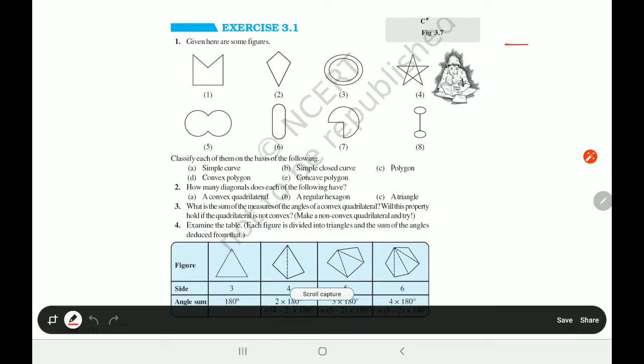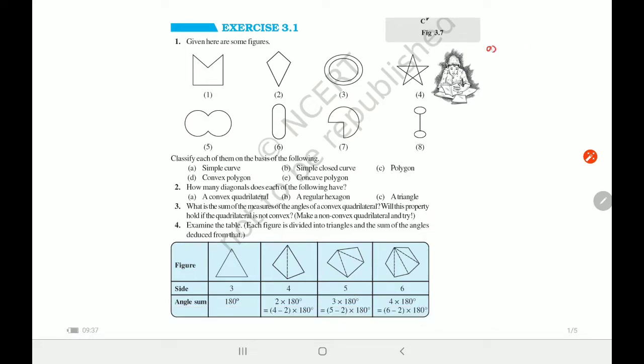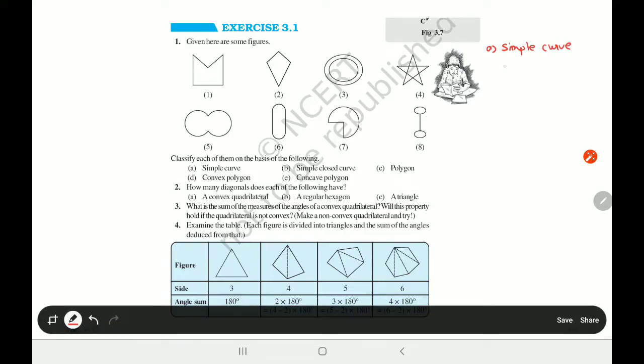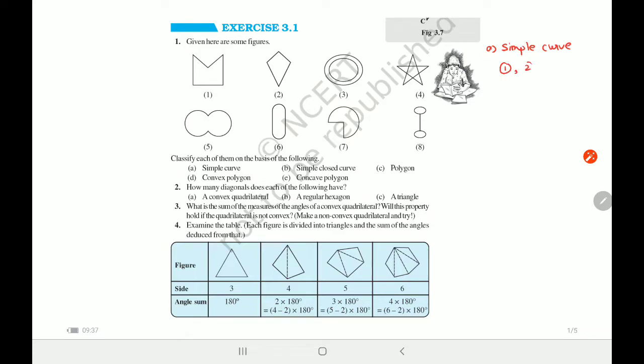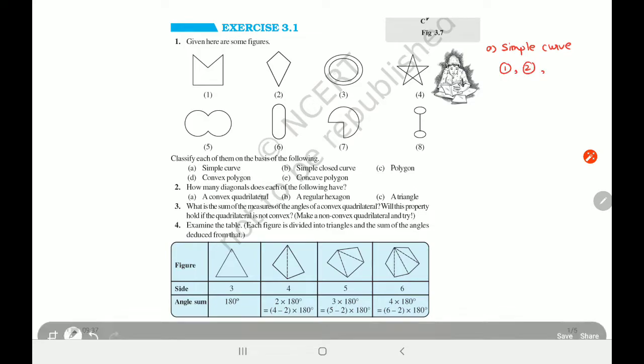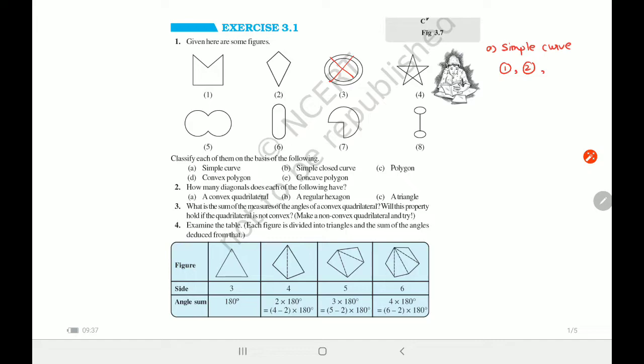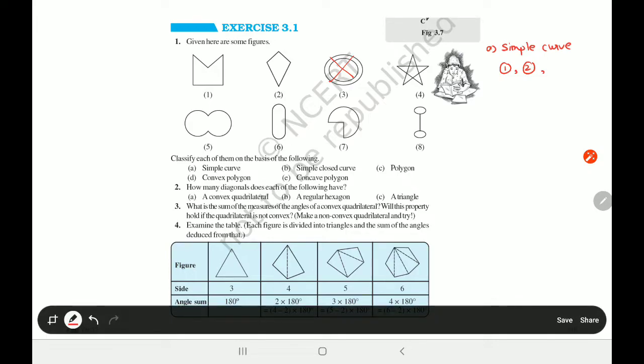Let's go for simple curve in question number 1. So a simple curve. Which all are simple curves? 1, 2. 3 is not a curve itself, so I am not going to consider it at all. 3 is not a curve. Why is it not a curve? Because you have to lift the pen to draw that. So that's why it is not a curve.